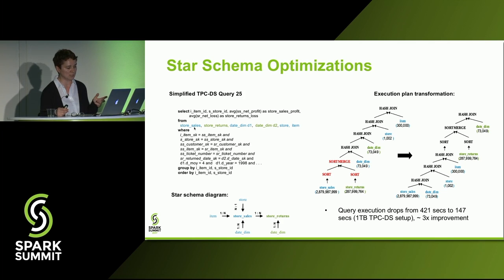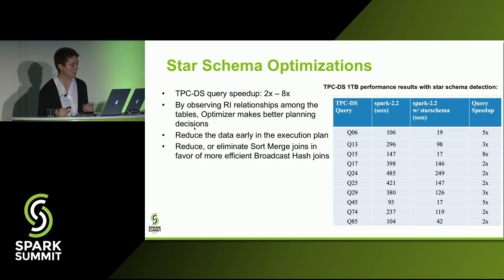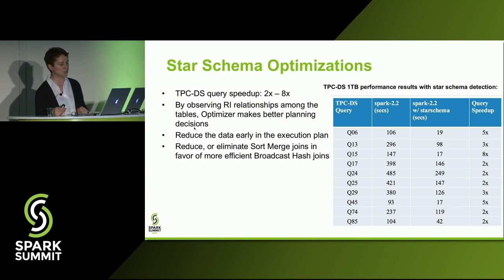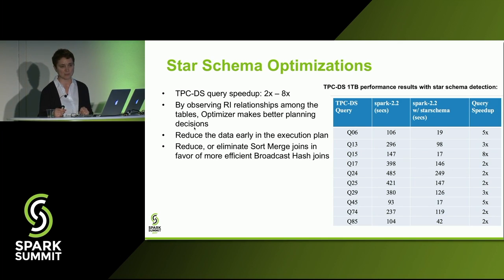When this query is run on a 1 terabyte TPC-DS benchmark, we observed that the execution drops from 400 seconds to 150, about 3 times improvement. Here we show our TPC-DS results with star schema detection. The results show an improvement between 2 and 8 times for this subset of queries. On the left, I reiterate some of the main benefits of the star schema detection. Again, by observing RI relationships among the tables, the optimizer can make better planning decisions. We enable plans that not only reduce the data early in the execution plan, but also will favor broadcast hash join over the more expensive sort merge join.